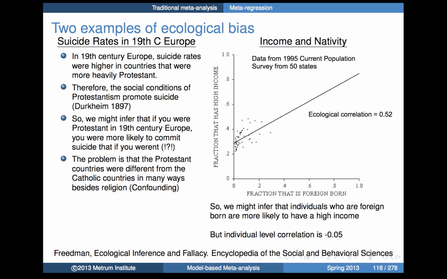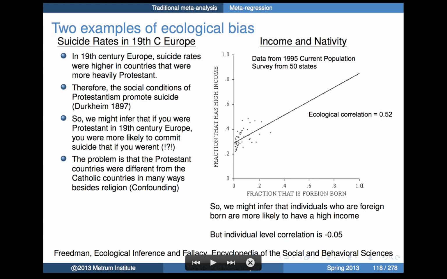Another example is the relationship between income and nativity, in the United States. What's shown in this figure is data from the 1995 population survey from all 50 states. On the y-axis is the fraction that has a high income. I don't know exactly what the definition of that is, but we'll assume there's some fixed definition of high income. On the x-axis is the fraction born outside the United States. An analysis showed that the correlation between being born outside the United States and having high income was about 0.5.